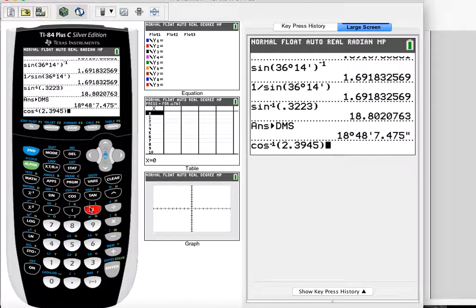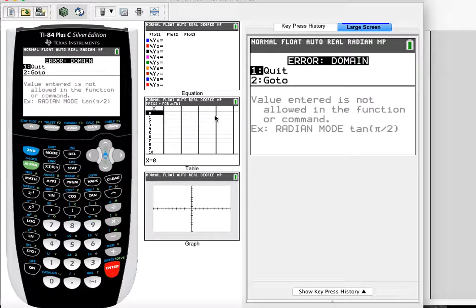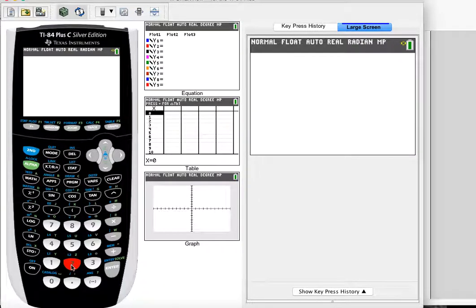So now I'm going to hit enter and we'll try and explain what happens. It says error, right? Well, why would this be an error? This is saying, what is the angle where the cosine value is 2.3945? To a calculator, and to me, it doesn't make any sense, because cosine is a ratio of x over r, the adjacent side over the hypotenuse. Well, the radius has to be the biggest side, right?